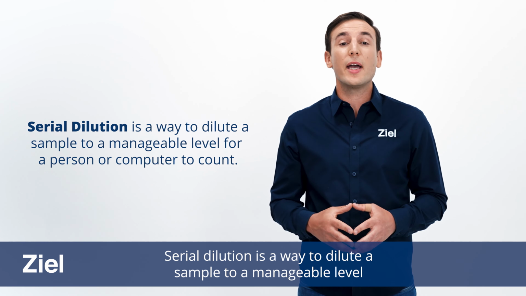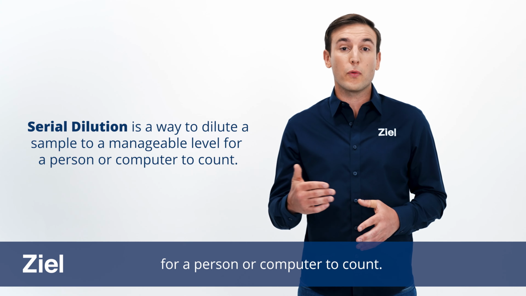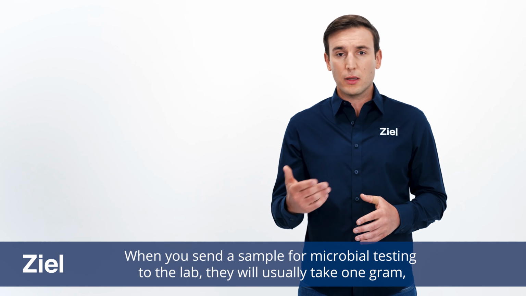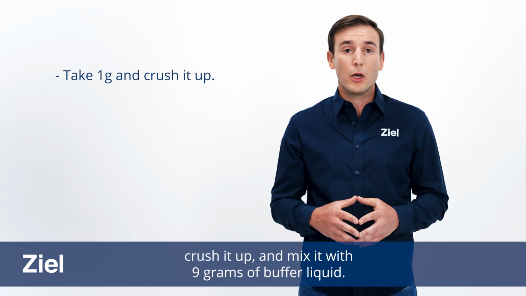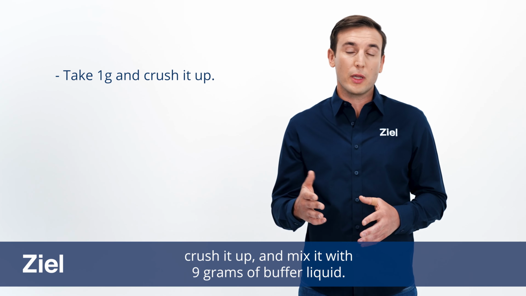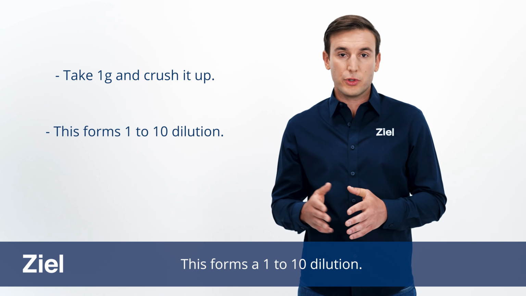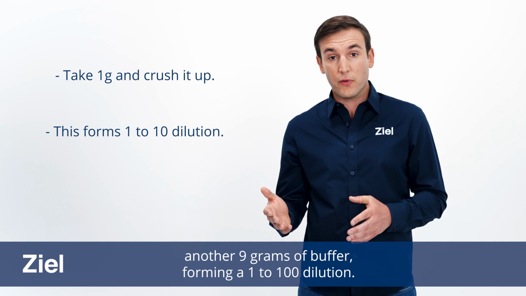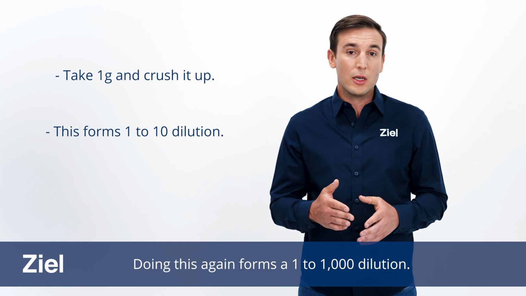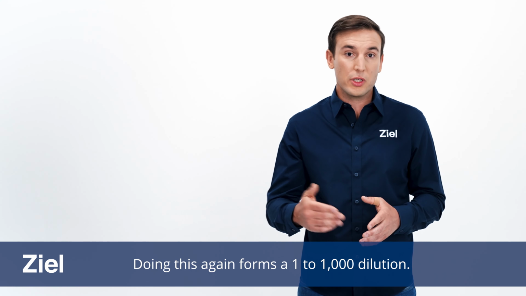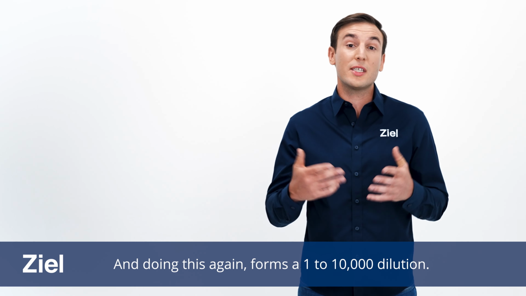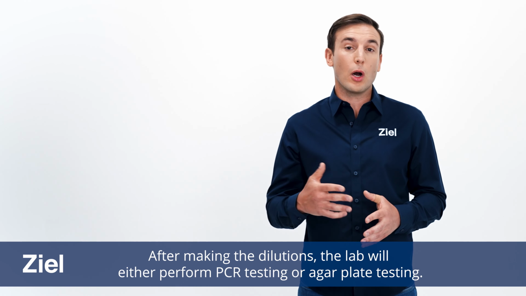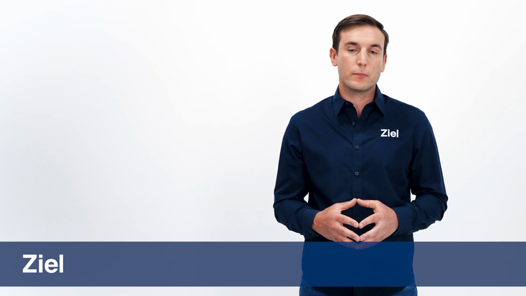Serial dilution is a way to dilute a sample to a manageable level for a person or a computer to count. When you send a sample for microbial testing to the lab, they will usually take 1 gram, crush it up and mix it with 9 grams of buffer liquid. This forms a 1 to 10 dilution. They will then take 1 gram of that mixture and mix it with another 9 grams of buffer, forming a 1 to 100 dilution. Doing this again forms a 1 to 1000 dilution, and doing this again forms a 1 to 10,000 dilution. After making the dilutions, the lab will either perform PCR testing or agar plate testing.